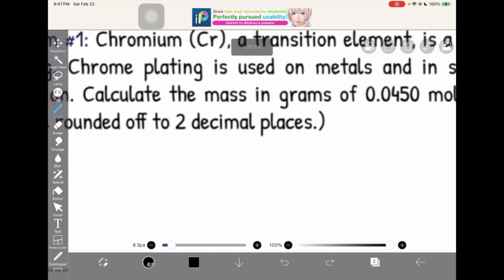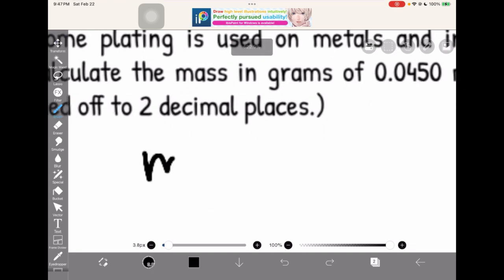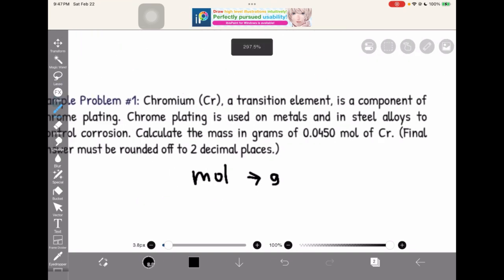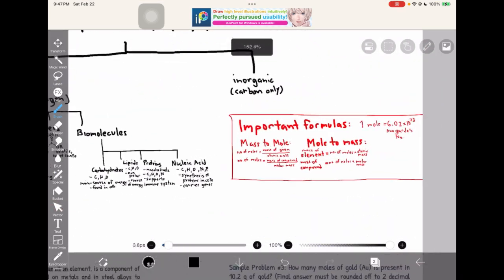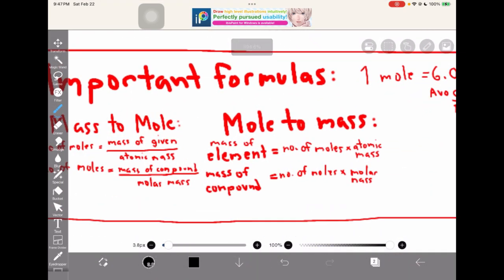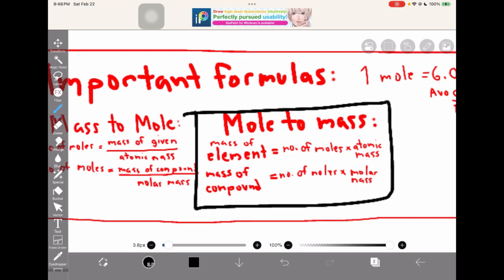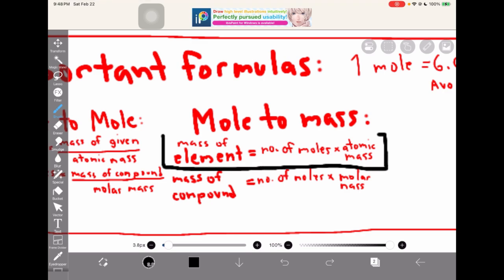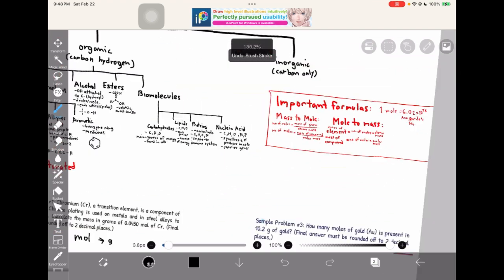First, it's asking us to convert moles, as you can see, to mass. Let's go back here. Mole to mass. So we need to focus on this one over here. We need to ask ourselves, is chromium an element or a compound? In this case, it's an element. Therefore, the mass of the element is equal to the number of moles times the atomic mass.